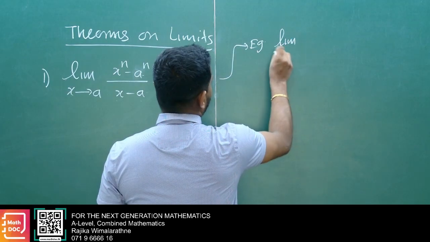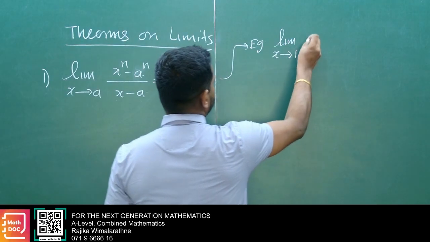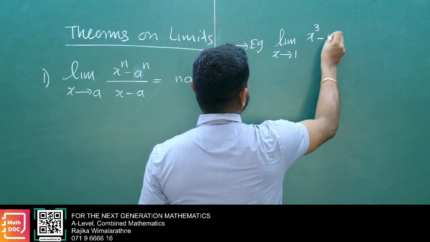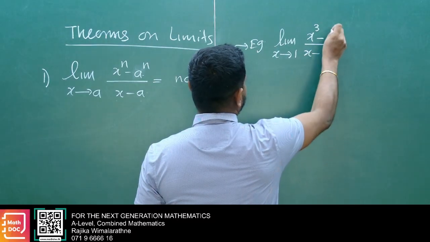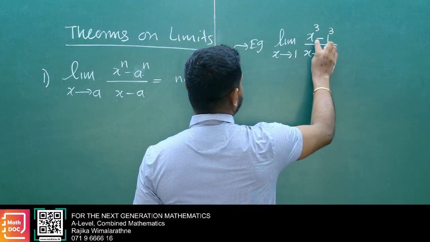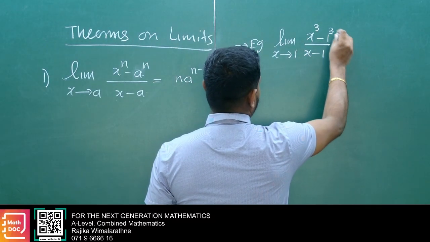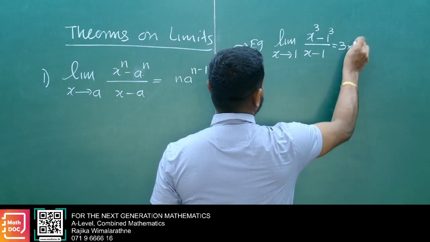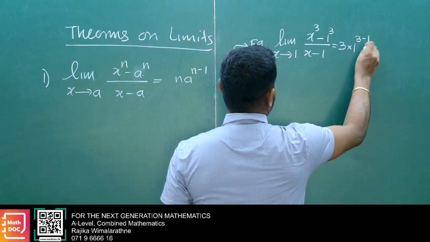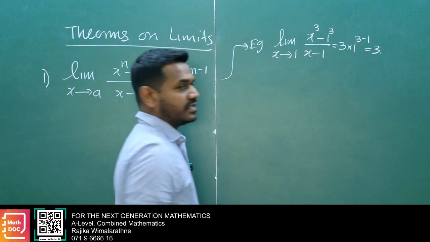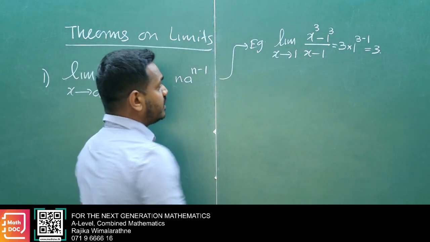Limit x goes to 1, x to the power 3 minus 1 over x minus 1. Here put x to the power n, a to the power n, x minus a. n means 3, a means 1, 3 times 1 to the power 2, answer 3. Answer 3, no? Then see another one.